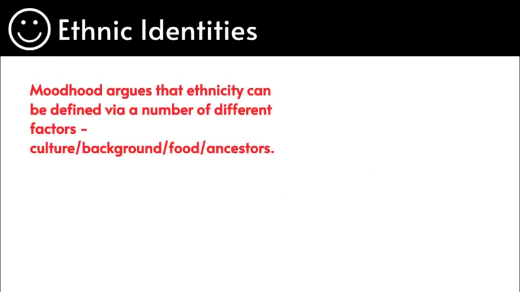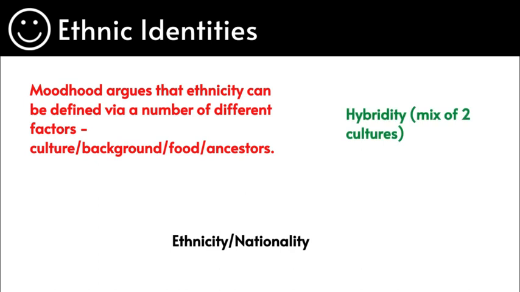Ethnic identities, again, Modood argues that ethnicity can be defined via a number of different factors. For example, the background we are in, the food, ancestry, or culture. So ethnicity can depend on different things, and that's what Modood argues, and this can determine what ethnic background we belong to. Ethnicity and nationality is another example there. And hybridity is a mix of 2 different cultures. For example, your mother was from another culture, your father was from a totally different culture, and it's known as hybridity, where you have a mix of 2 different cultures.